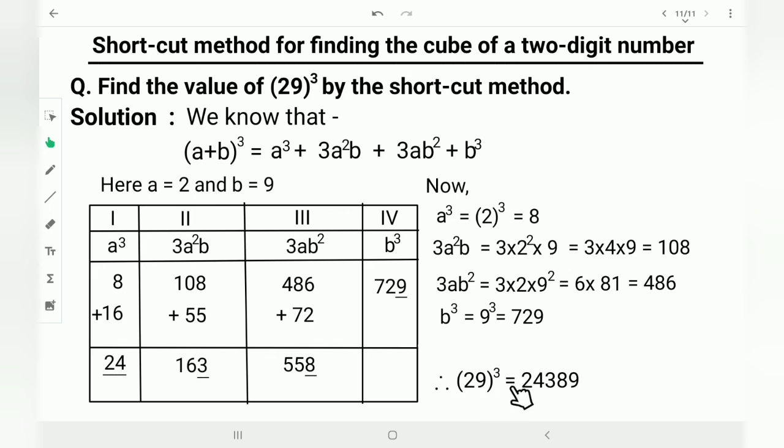So cube of 29 is equal to, from here 24, according to the column in ascending order you have to write. So first column, second column, third column and fourth column. Like this you have to select underlined digits and then write together. So 24 is here, then 3 is here, then 8, then 9. Write all these digits together, then you will get the cube of 29, which is equal to 24,389. Thank you.